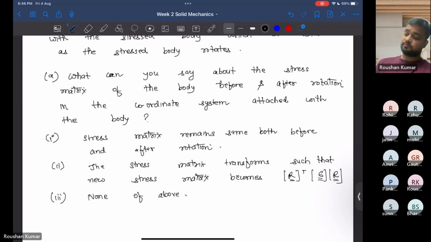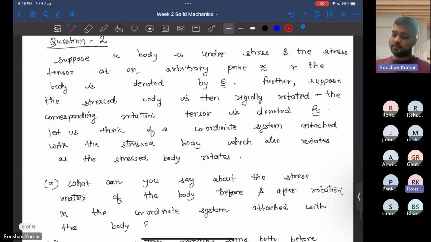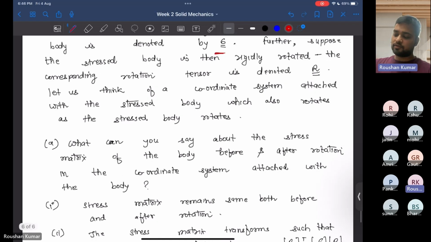First, understand the question. The question says that a body is under stress and the stress tensor at an arbitrary point x in the body is denoted by sigma. Further, suppose the stressed body is then rigidly rotated, and the corresponding rotation tensor is denoted by R. Let us think of a coordinate system attached with the stressed body which also rotates as the stressed body rotates. So what can you say about the stress matrix of the body before and after rotation in a coordinate system attached with the body?